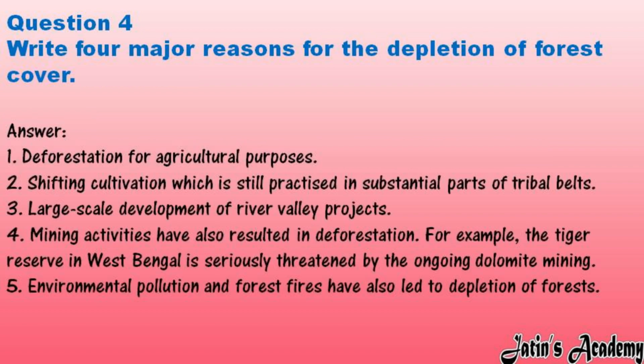Question 4. Write 4 major reasons for the depletion of forest cover. Answer. 1. Deforestation for agricultural purposes. 2. Shifting cultivation, which is still practiced in substantial parts of tribal belts. 3. Large-scale development of river-valley projects. 4. Mining activities have also resulted in deforestation. For example, the Tiger Reserve in West Bengal is seriously threatened by the ongoing dolomite mining. 5. Environmental pollution and forest fires have also led to depletion of forests.